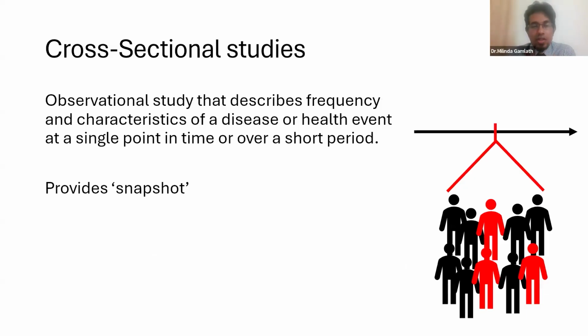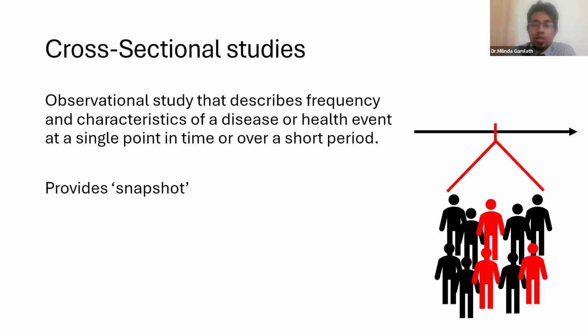Then cross-sectional studies. Cross-sectional studies are also called snapshot studies. These are studies where you take a snapshot of the population at one point and you describe the features of that population at that time. For example, right now, you could take a snapshot of all grade 10 students in Sri Lanka or even in Colombo. Just take all the grade 10 students in Colombo, and then you can describe their features. You can tell how many males there are, how many females there are.